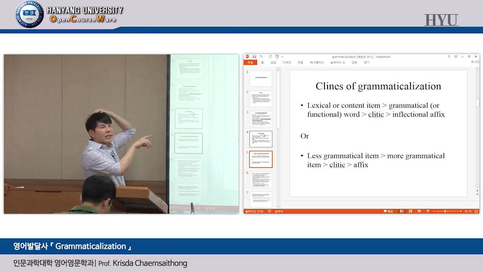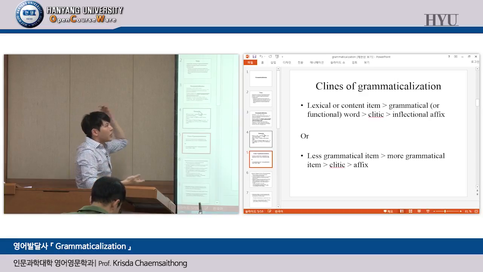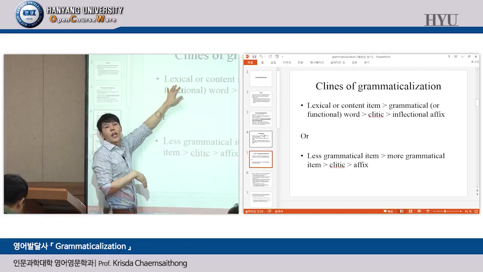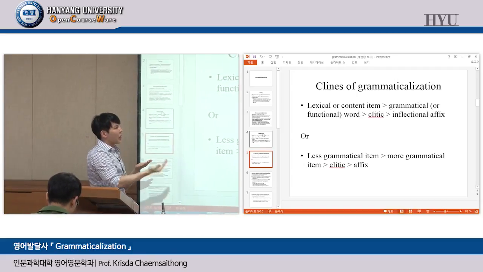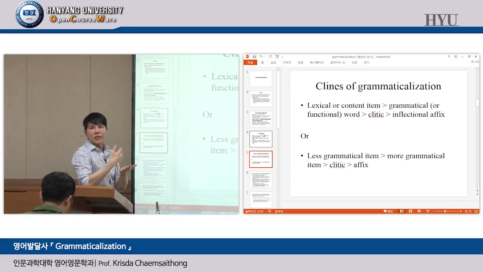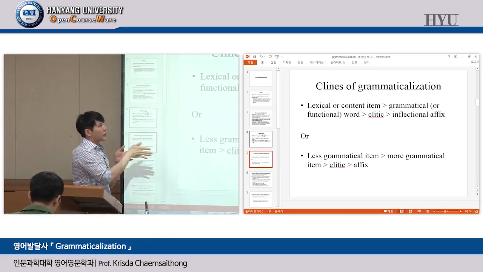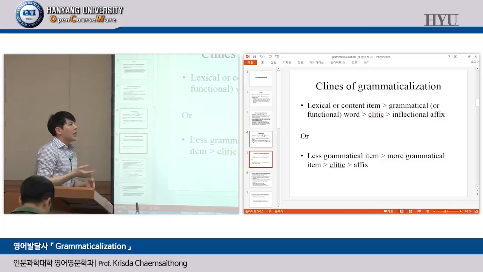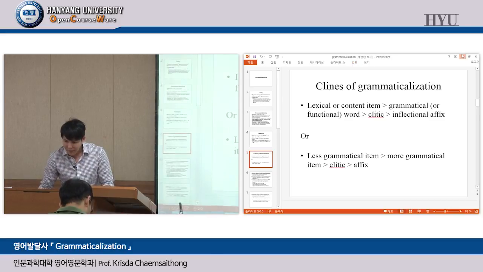Right? So this is what we talked about before. However, this is more in detail, clines, meaning different degrees of grammaticalization. So everything starts out as a lexical item, right? Content word, lexical item. And then it becomes a grammatical item, or functional word, functional item. And then if it goes further, it can go into a clitic. You guys know clitic. Clitic is something that you hang after a word.